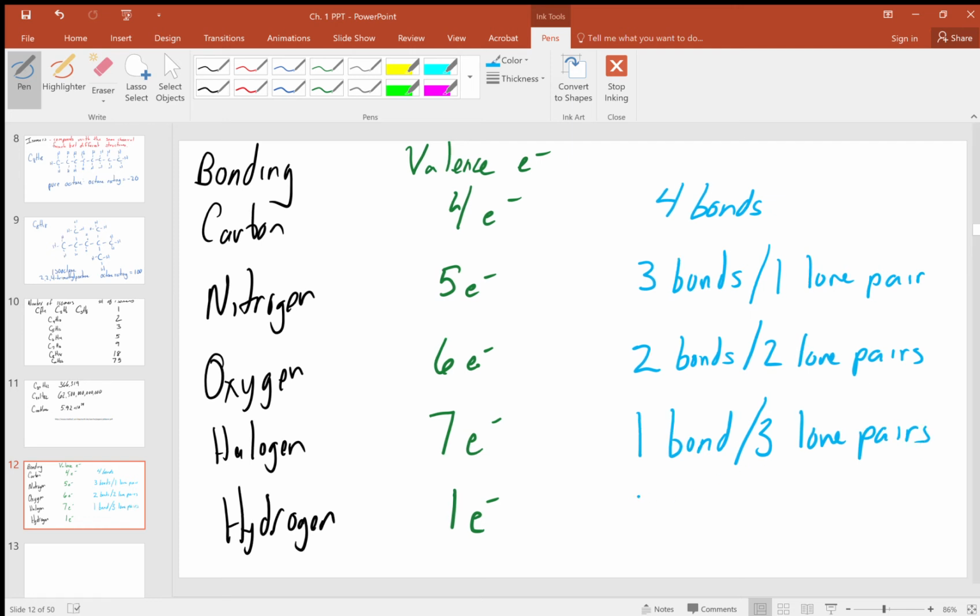And finally, hydrogen being in the first row, remember an octet for hydrogen is 2 electrons. So it has 1, it needs 1 more, it will form 1 bond. So these are some general rules that if we keep in mind can help us out and help make drawing Lewis structures a lot easier.